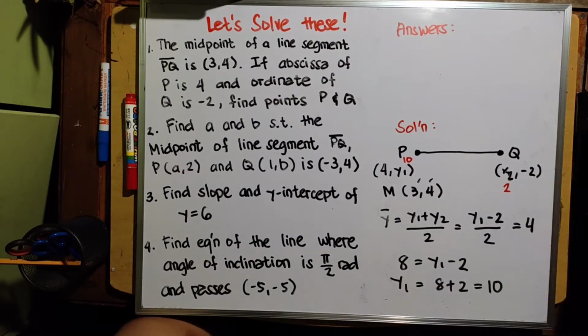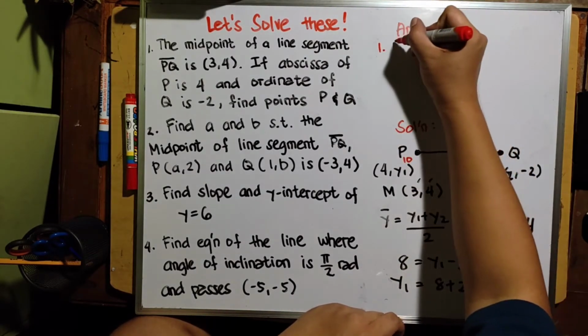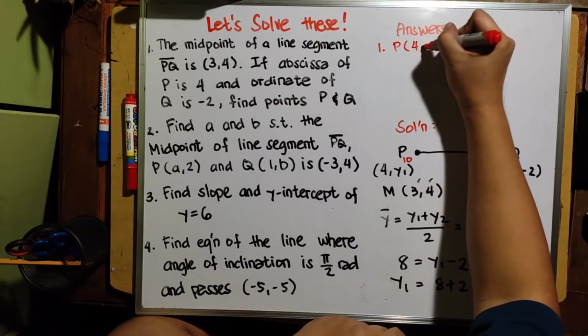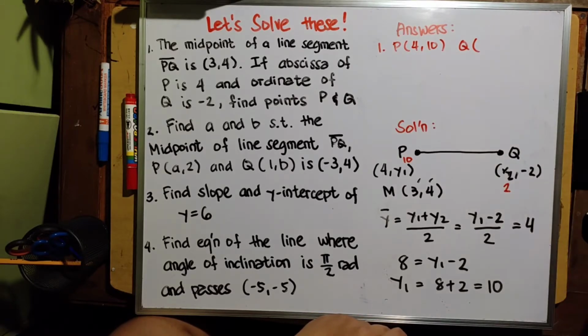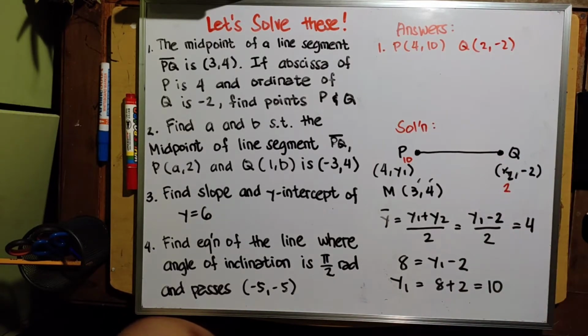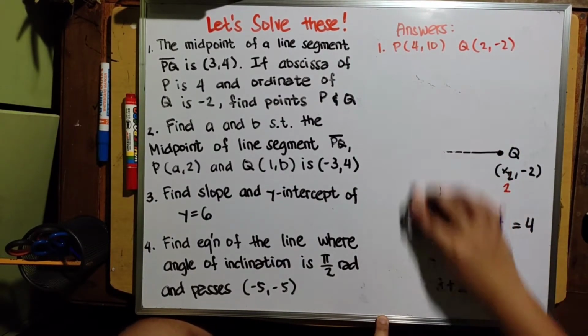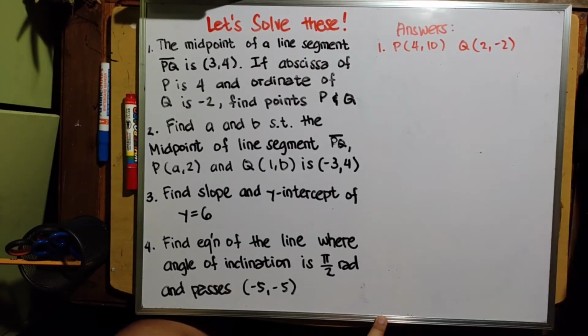Okay. So, the answer for number 1 is P is (4, 10). On the other hand, Q is (2, -2). Okay. Let's erase this. Now, how about number 2?